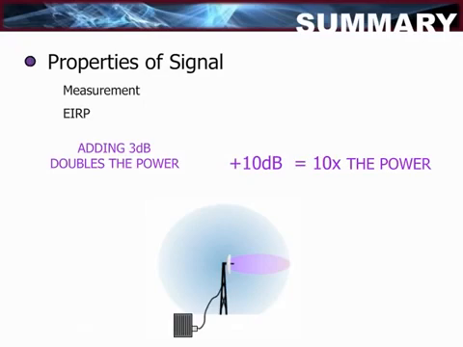EIRP, or equivalent isotropically radiated power, is an important parameter in abiding by the laws pertaining to the transmissions of RF systems. It states that a transmitter and an associated antenna cannot exceed the radiated power of a system that has the same total power when assuming a zero-gain antenna.